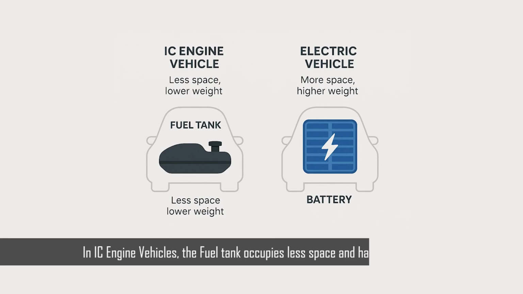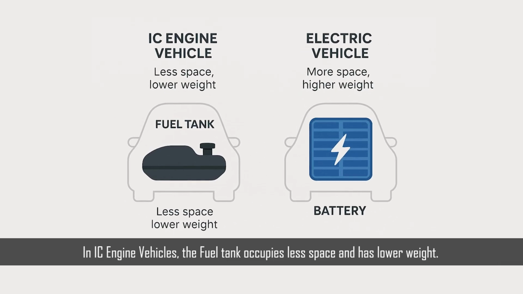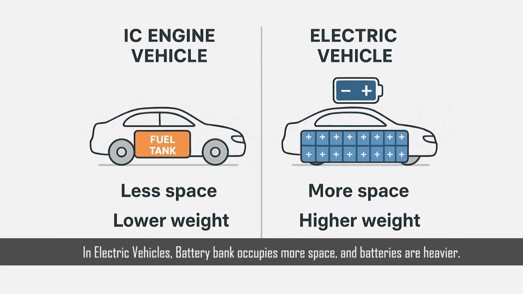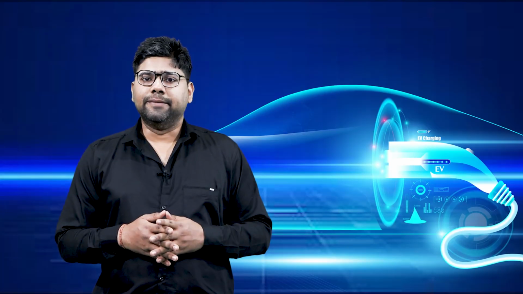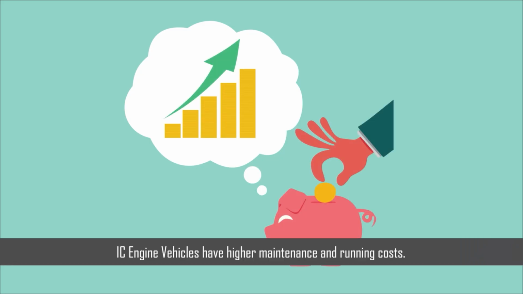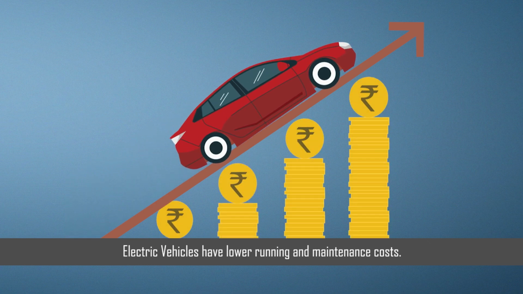Space and weight of fuel tank and battery. In IC engine vehicles, the fuel tank occupies less space and has lower weight. In electric vehicles, the battery bank occupies more space and batteries are heavier. Maintenance and running cost. IC engine vehicles have higher maintenance and running cost. Electric vehicles have lower running and maintenance cost.